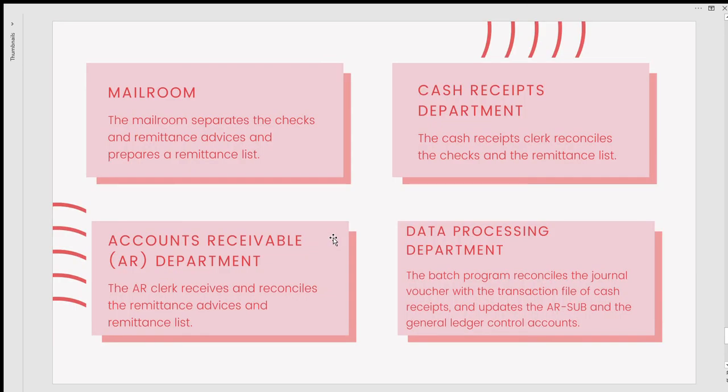Let's go to the cash receipts department. The cash receipts clerk reconciles the checks and the remittance list and prepares deposit slips. Via terminal, the clerk will create a digital voucher of the total cash received. Then, they will file both the remittance list and a copy of the deposit slip. Then, eventually, this will be deposited in the bank.